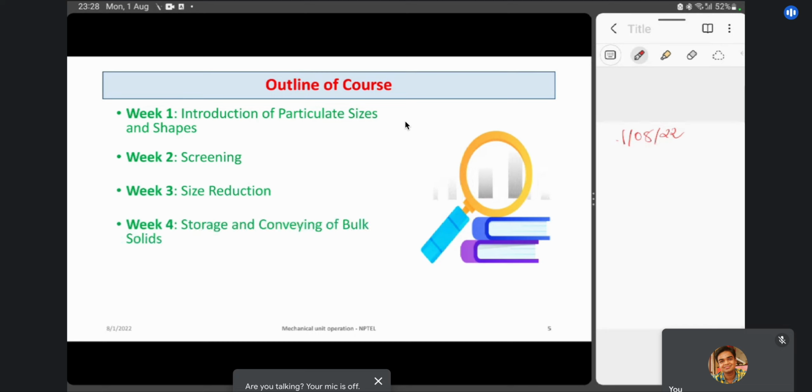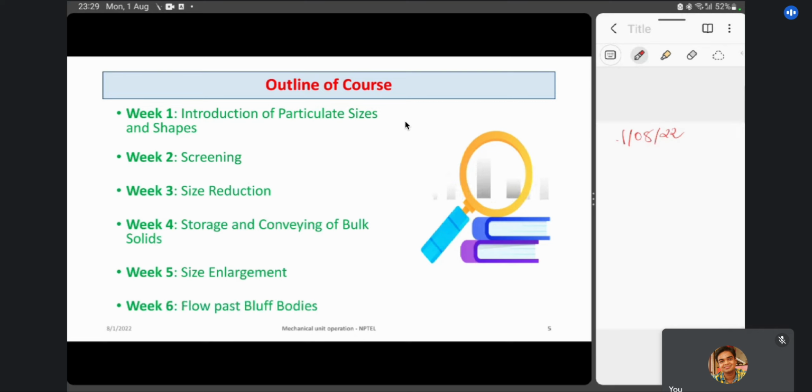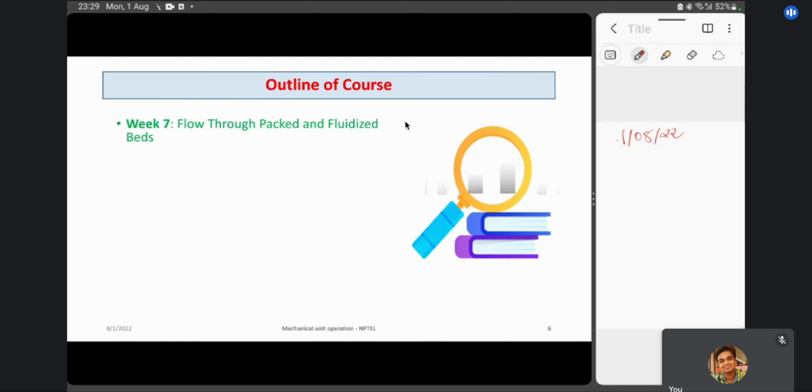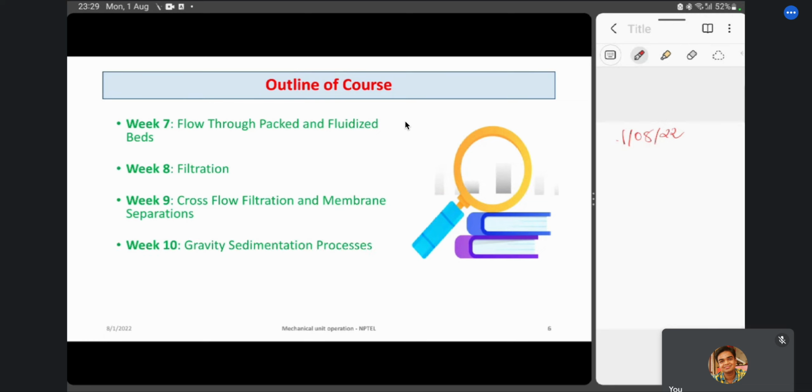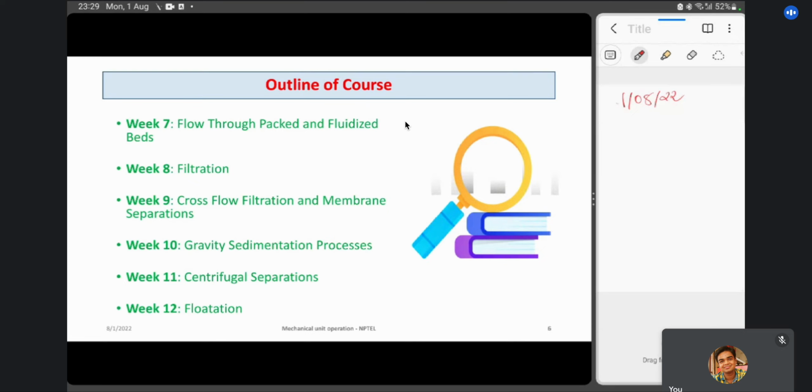In the fourth week, we will discuss storage and conveying of bulk solids. In the fifth week, size enhancement. Week 6 will be the discussion on flow past immersed bodies, and in week 7 we will discuss flow through packed and fluidized beds. Week 8 is all about filtration. Week 9 covers cross flow filtration and membrane separation, gravity sedimentation, centrifugal separation, and flotation. The previous part is all about solids, and then solid-fluid interaction will be discussed. So this is all about the mechanical unit operation course.